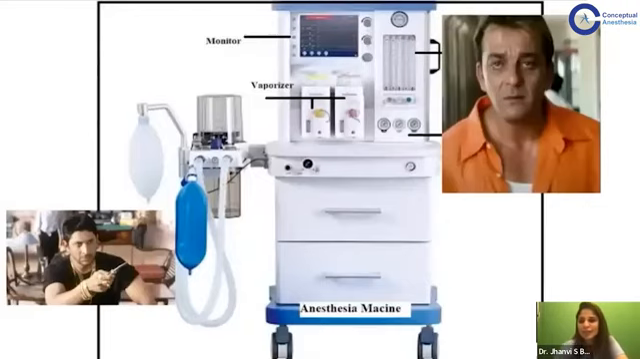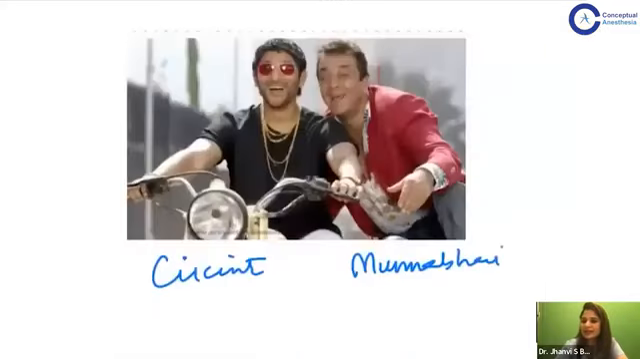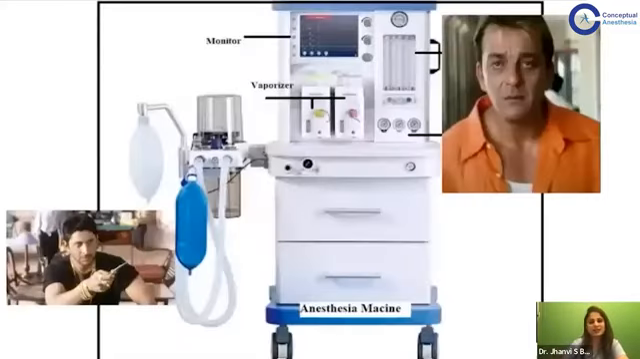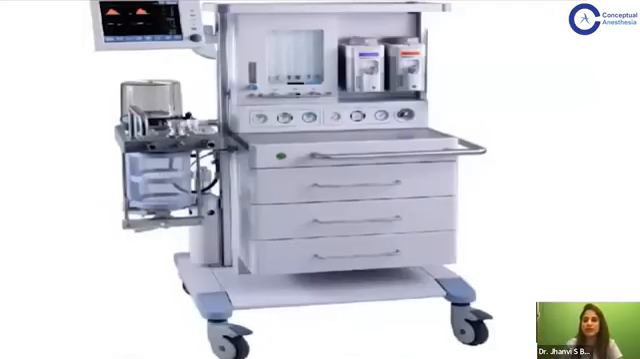Okay. So M for Munna Bhai, M for machine. So for us in anesthesia movie, instead of Munna Bhai and circuit, we have machine and circuit. Okay. So now we are going to discuss machine, circuit, and the simple kind of questions that are asked about it. We are not going to go too much into detail, only the questions that are asked about it.